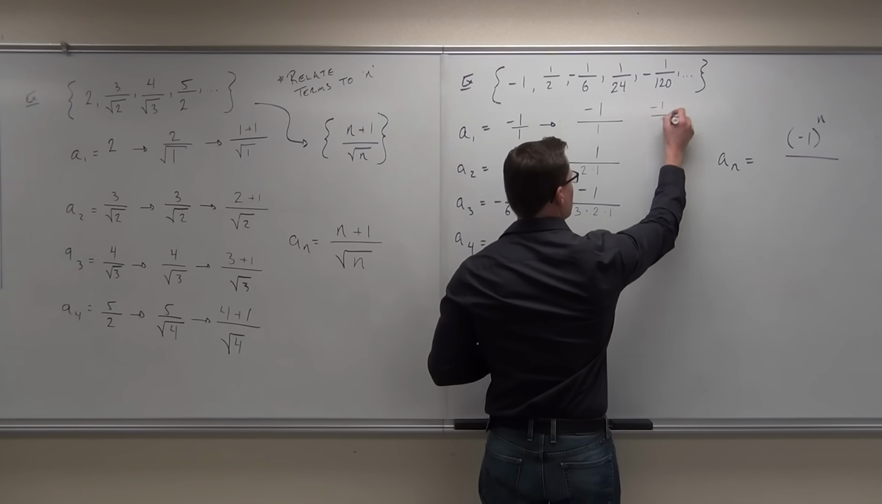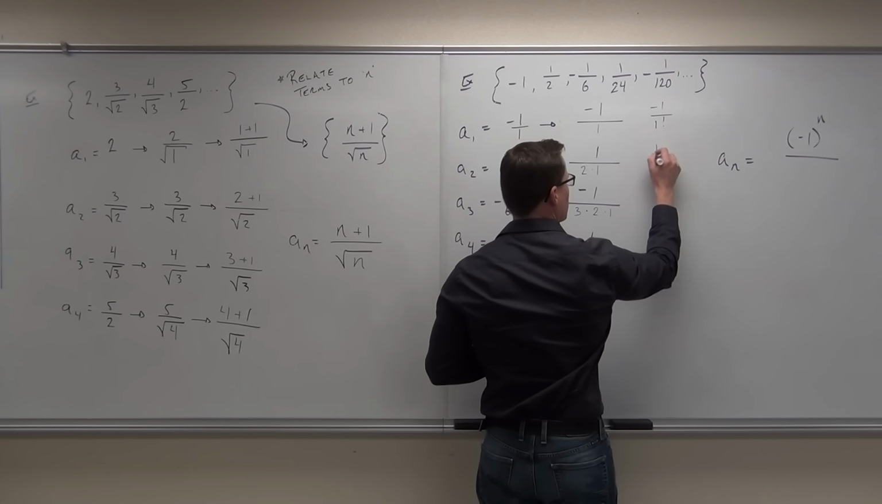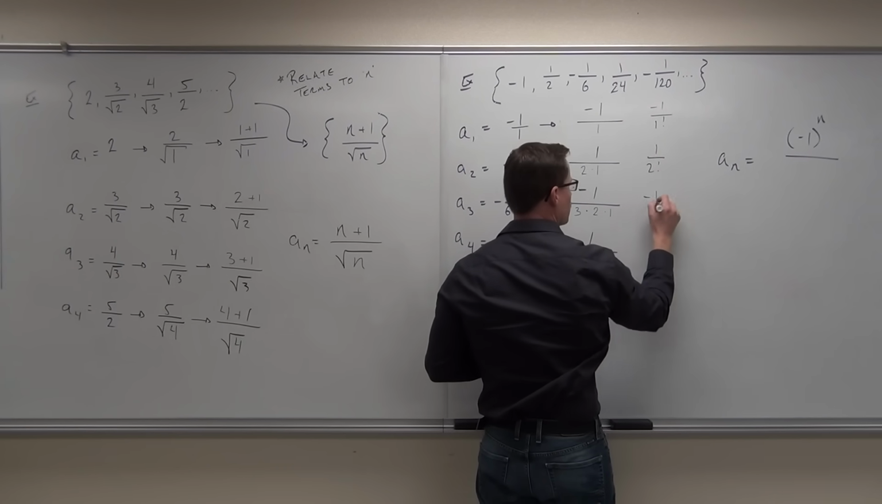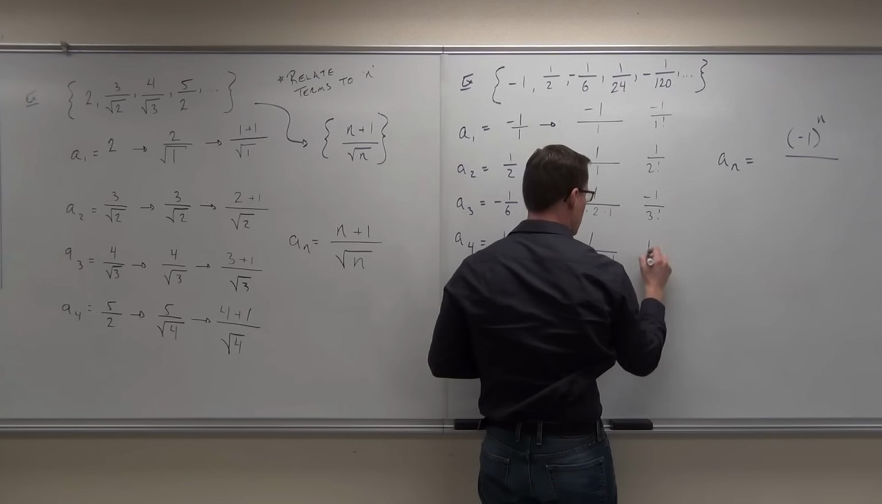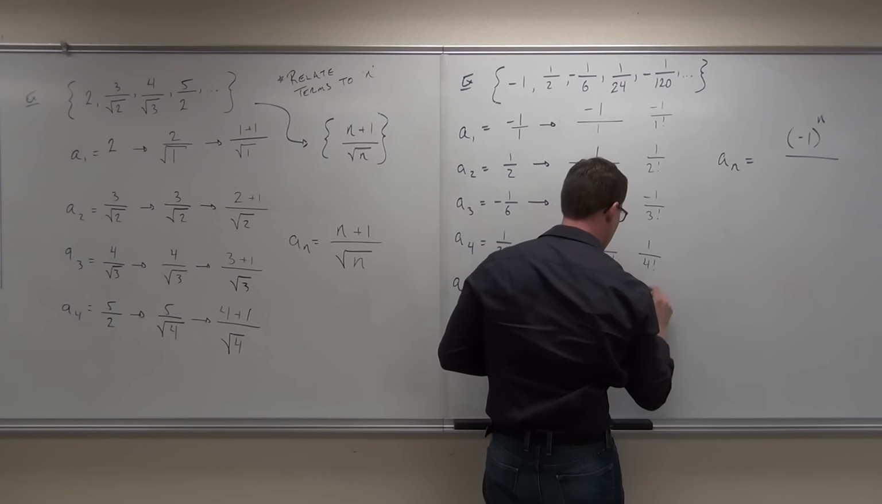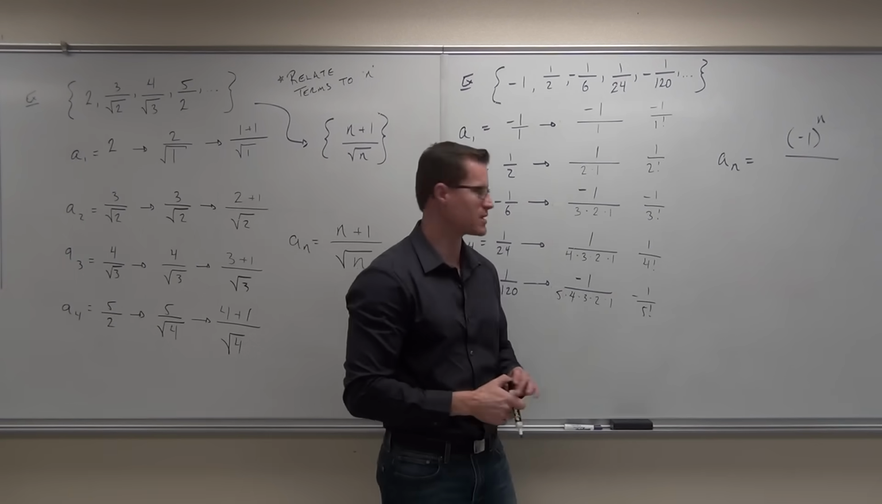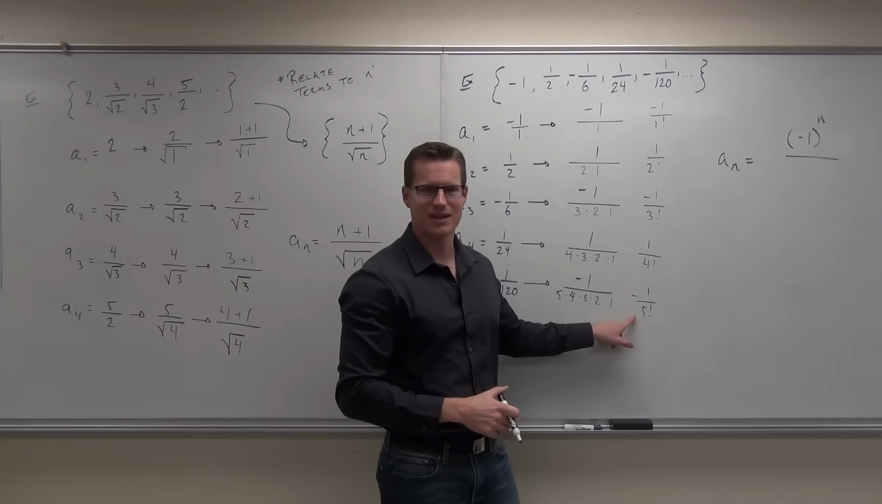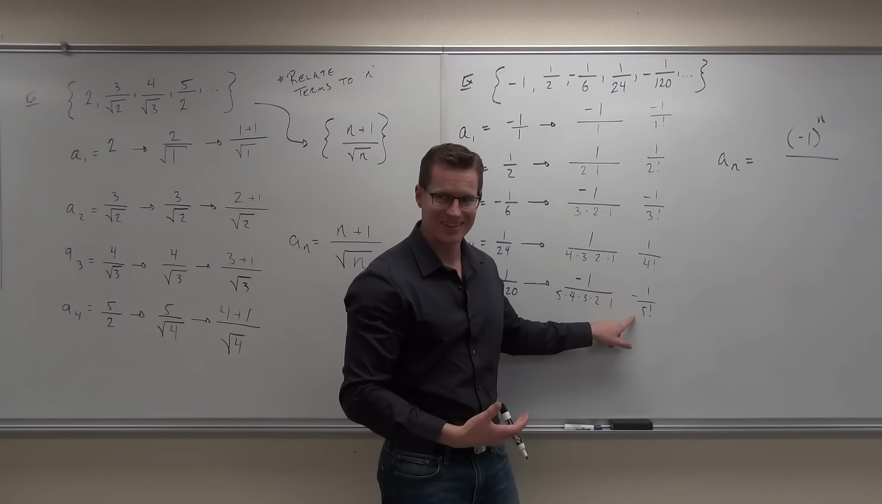This is negative 1 over 1 factorial. This is 1 over 2 factorial. This is negative 1 over 3 factorial. This is 1 over 4 factorial. This is negative 1 over 5 factorial. By the way, if you don't know what factorial means, this is not 5! Okay? This is 5 factorial.